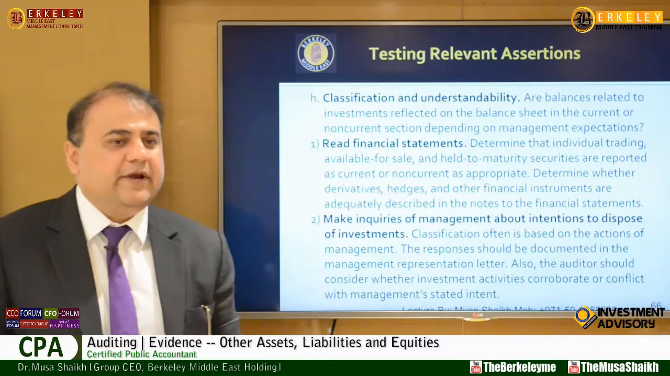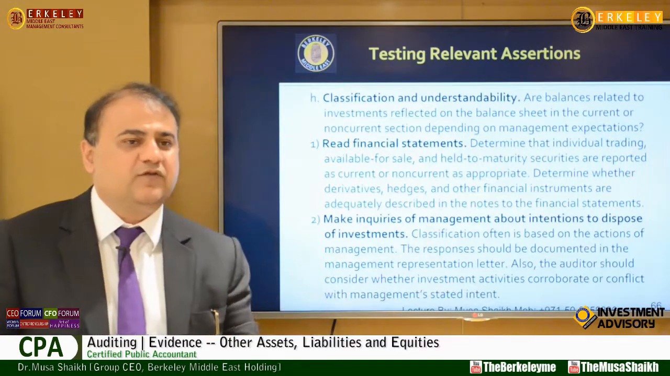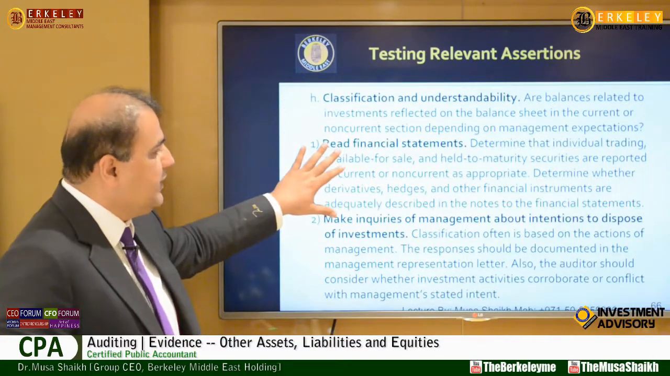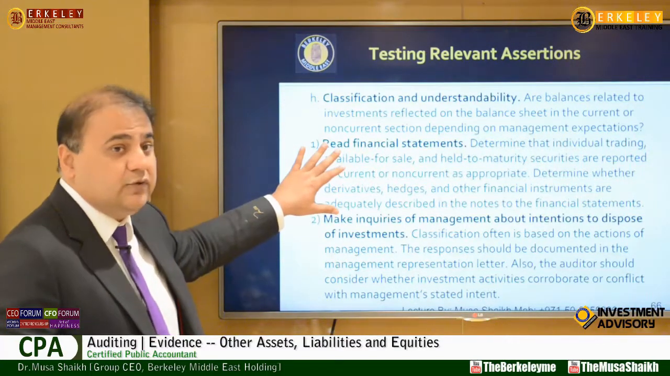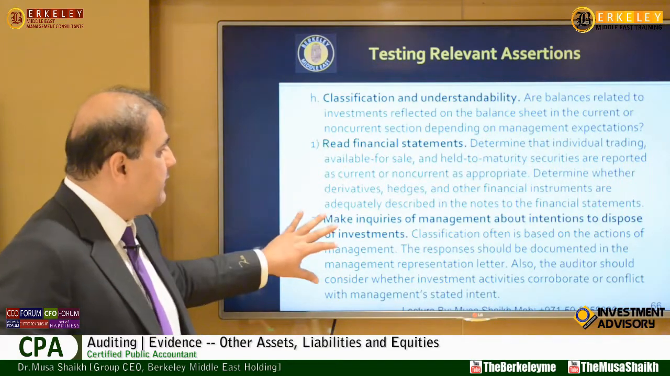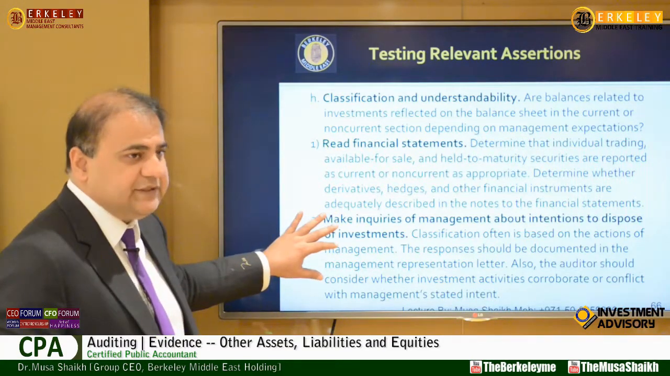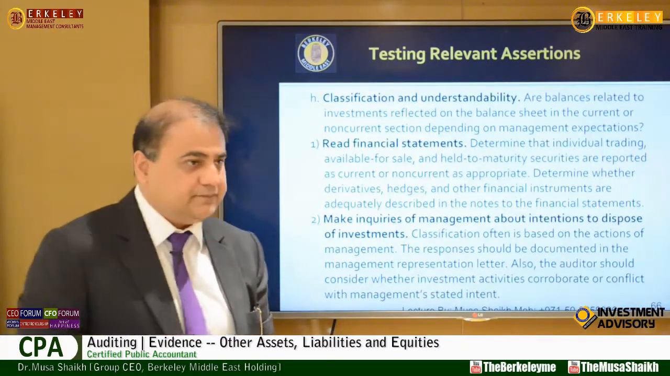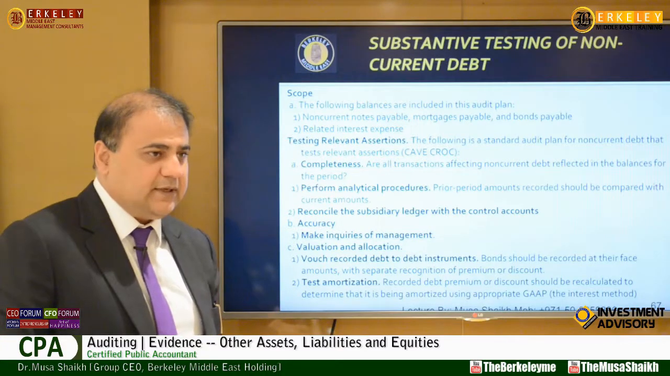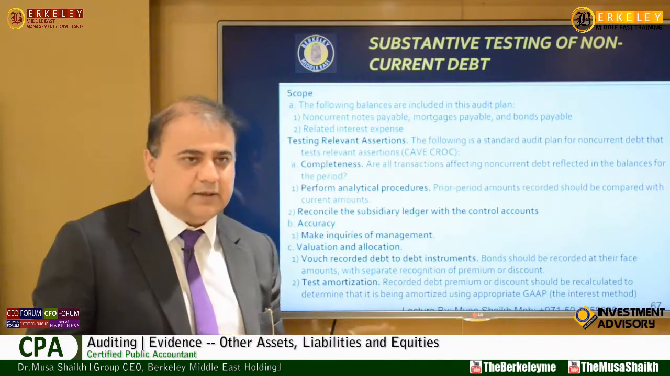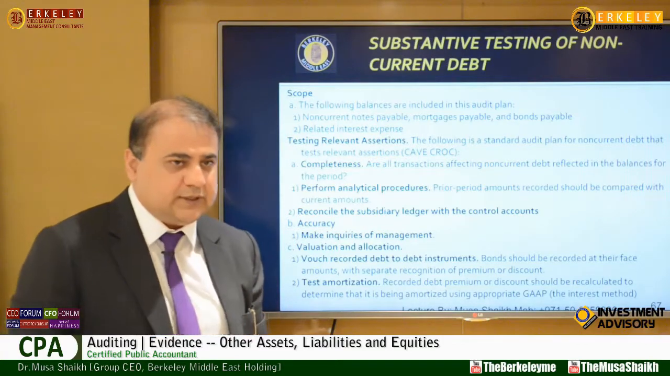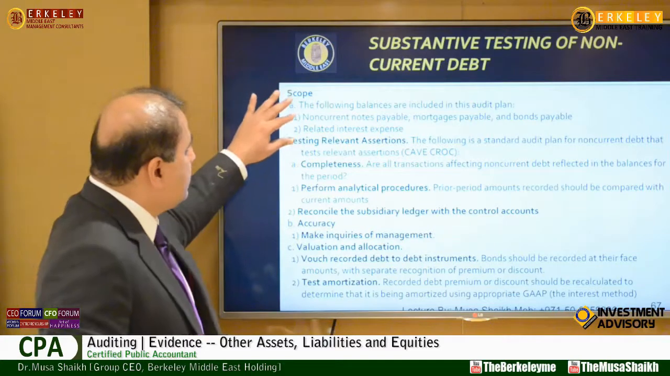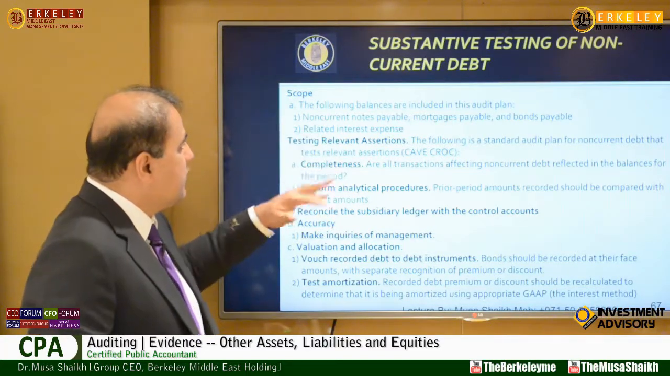Classification, like maybe it is held to maturity, you put it available for sale, right? So you have to see the right classification, you have to read the financial statements, disclosures should be adequate and refined. If you are confused or you have some observation, make inquiries from the management and take representation letters from them. These are complex areas, investments. This is not a simple audit, but still as a CPA, we are capable of doing that after reading your accounting and auditing.